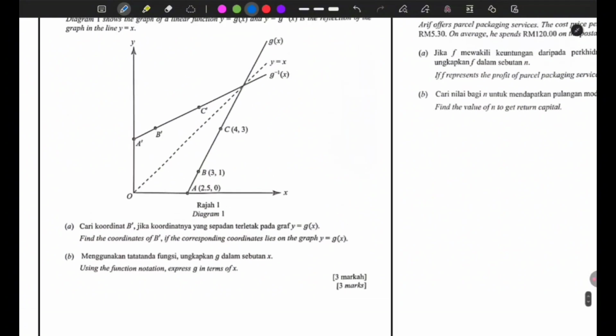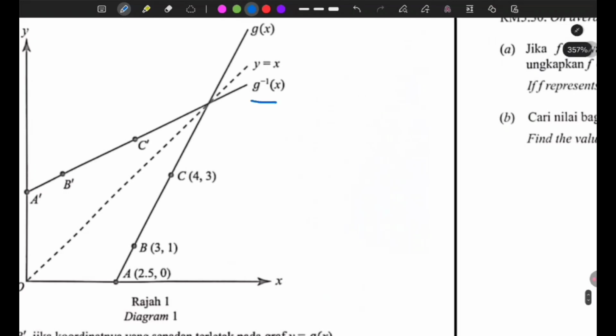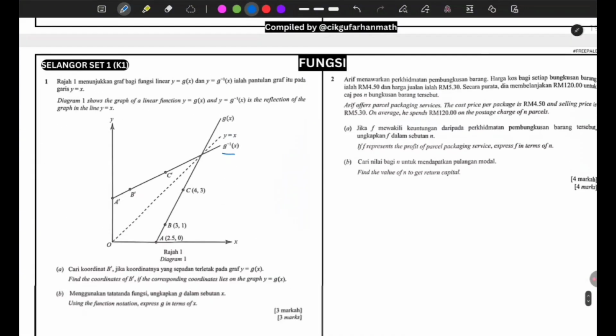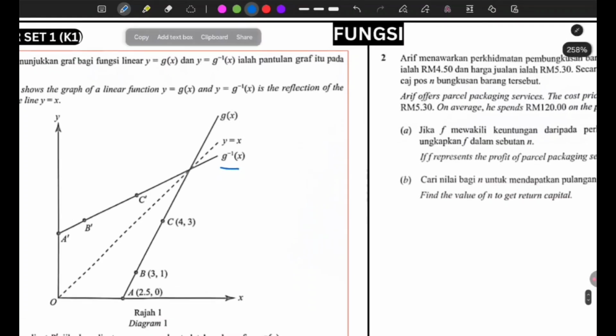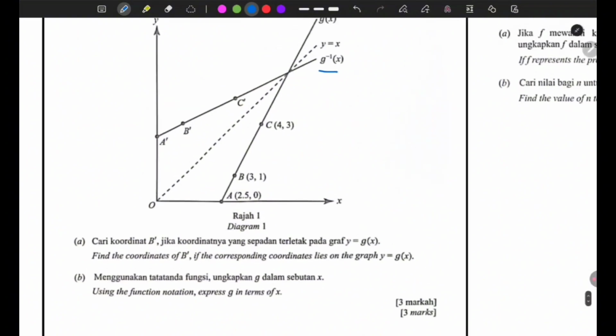Diagram 1 shows the graph. So this one is inverse. Inverse means terbalik. Find the coordinate of b prime if the corresponding coordinate lies on the graph y equals g(x). So b prime is this. So b is this. So what's the b prime? It's the inverse line. It's the inverse function.